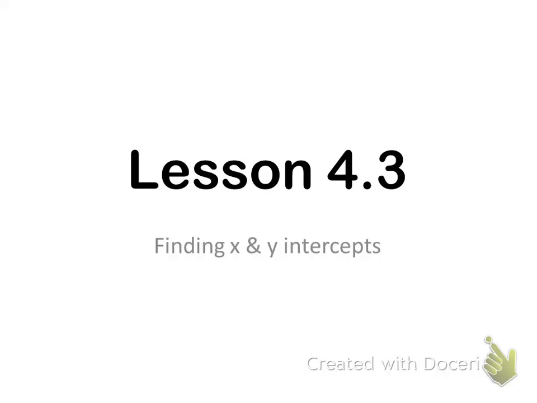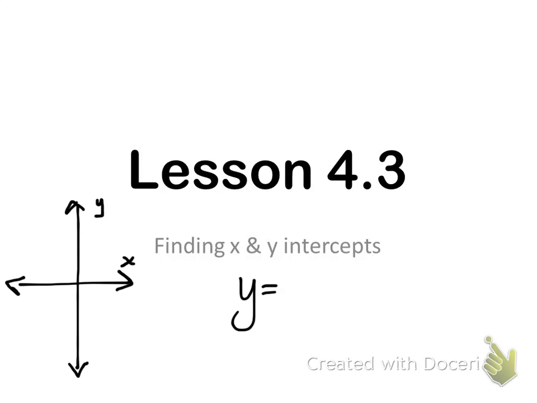Okay, what we're going to be doing today is lesson 4.3, which is finding the x and the y intercepts. Now, if you remember in lesson 4.1, we learned about the coordinate plane and the x and the y axis. So this is my x-axis here. This would be my y-axis going straight up and down. And then 4.2, we learned about function form, which means y by itself on one side. So we'd get an equation that looks like this, okay?